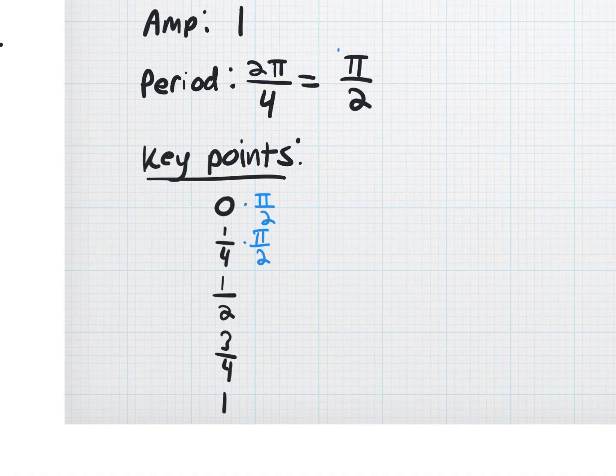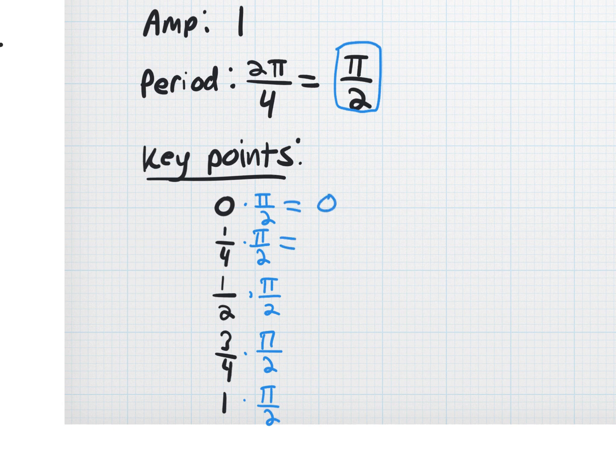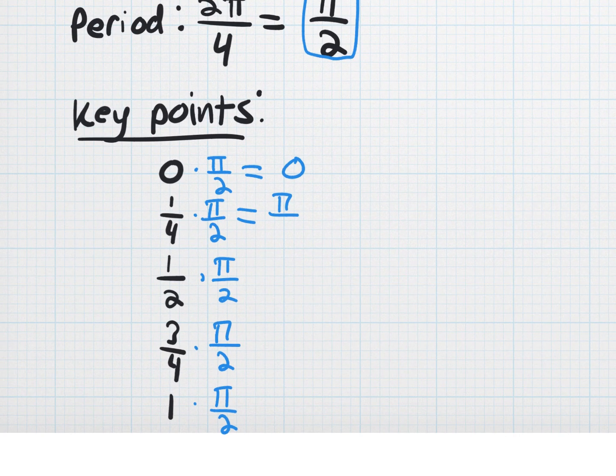So you're not going to have to guess. It's just whatever number you found up here. So times pi over 2 all the way down. 0 times pi over 2 is just going to get you 0. What's 1/4 times pi over 2? It's going to be... Okay, well, how do we multiply fractions?